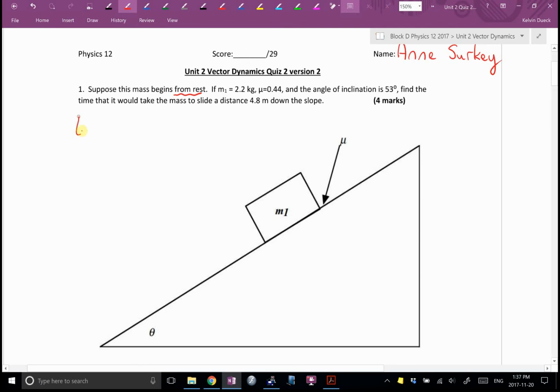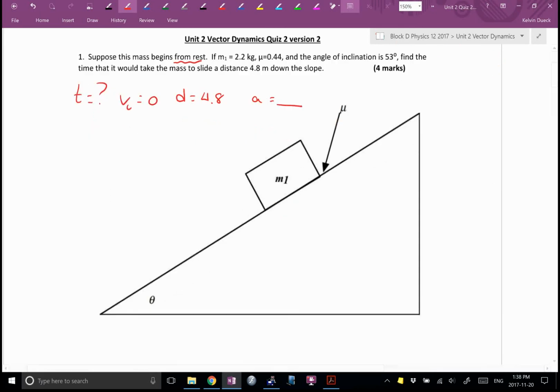So I'm going to make a little note. I guess they want me to find t. I know Vi is 0. I know d is 4.8. I think I could find t if I can figure out a. How am I going to find a? This is a job for a free body diagram.